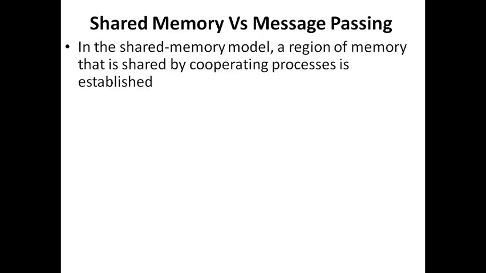So we'll see a few points differentiating the two techniques. In the shared memory model, a region of memory that is shared by cooperating processes is established. Step 1. This is what I told you: if two processes decide to communicate through shared memory, they first have to create a shared memory, which is nothing but a memory region within one of the processes.